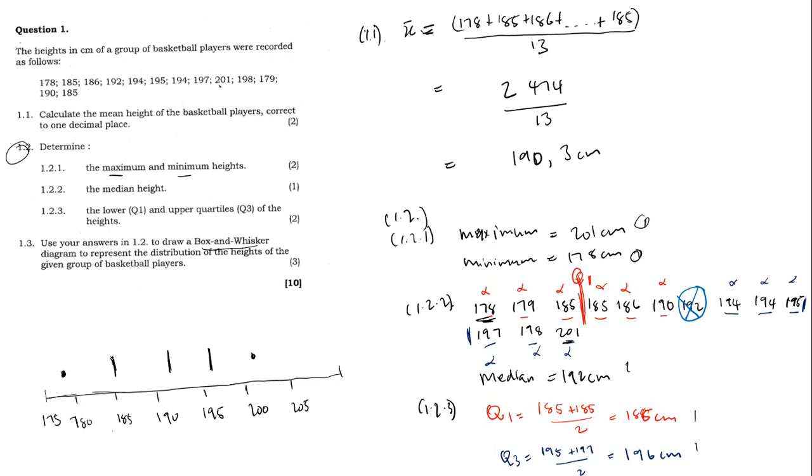Now, let us draw the box and whisker diagram. We just join over there. We link this to that. We also link this to that. So this will be our minimum, and this will be our Q1. This will be our Q2. This will be our Q3. And this will be our maximum, okay? So this will be the box and whisker diagram for this question. I hope that was clear.